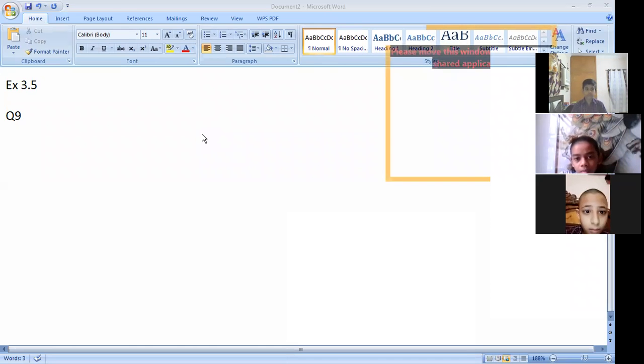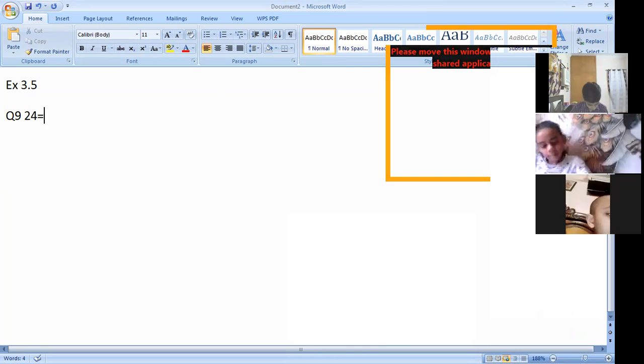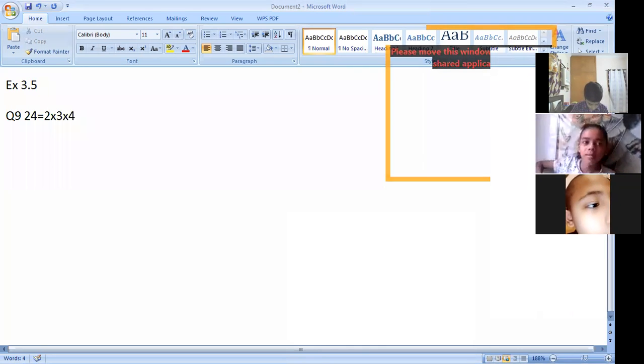Exercise 3.5, question number 9. In which of the following expressions has prime factorization been done? So we are going to write, see, 24 is there. 2 multiply 3 multiply 4 is written.